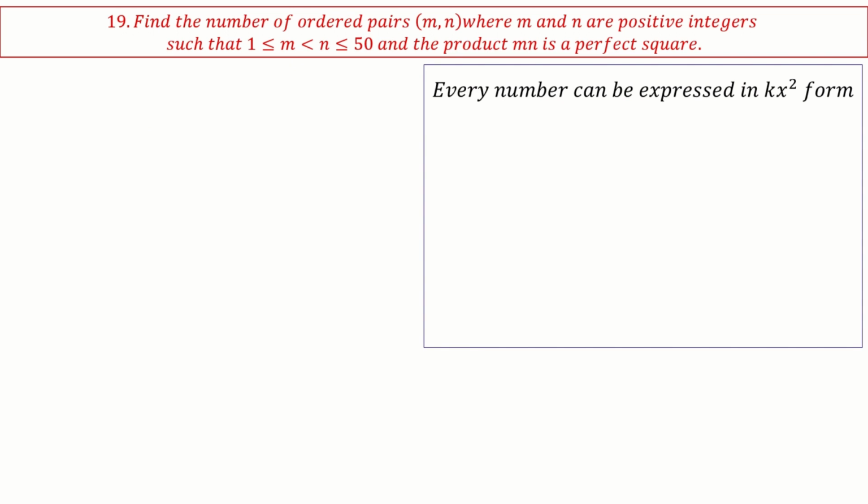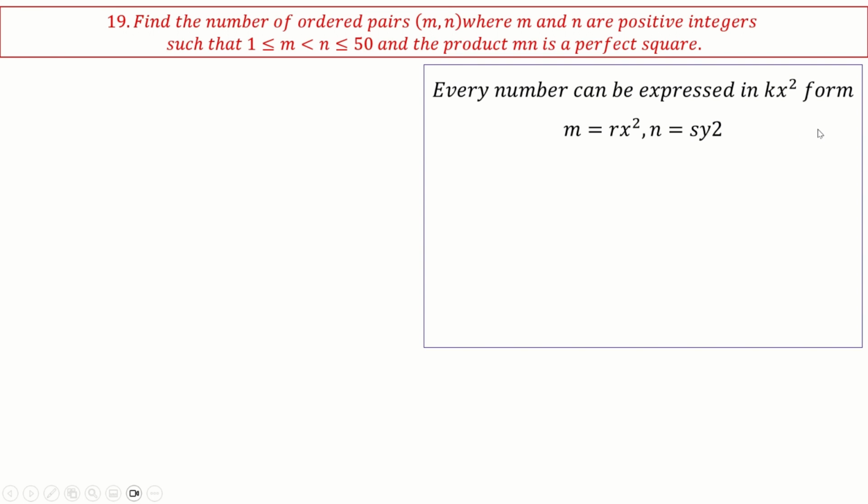Okay, so every number can be expressed in the form kx squared, correct? You have some square part. If there is no square part, like if you take 3, 3 can be expressed as 3 into 1 squared, right? So similarly, every number, you take 8, 8 can be expressed as 2 into 2 squared. Okay, so once you know this, m is equal to rx squared, n is equal to sy squared. Okay, because this is squared, sorry, this is not 2, this is squared.